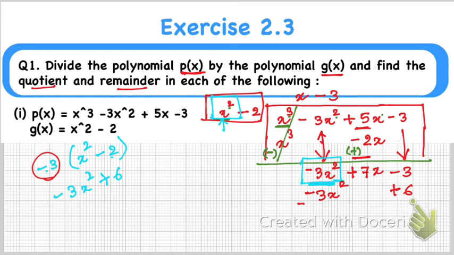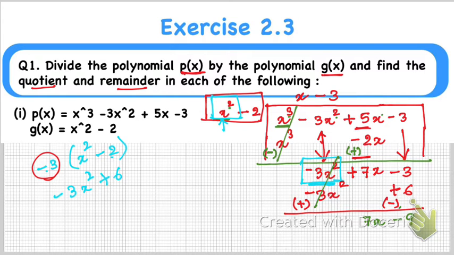So changing the signs again, this will become plus and this will become minus, and these two will get cancelled again, plus 3x square and minus 3x square, and here we will remain with 7x, minus 6 minus 3, that will give us minus 9.